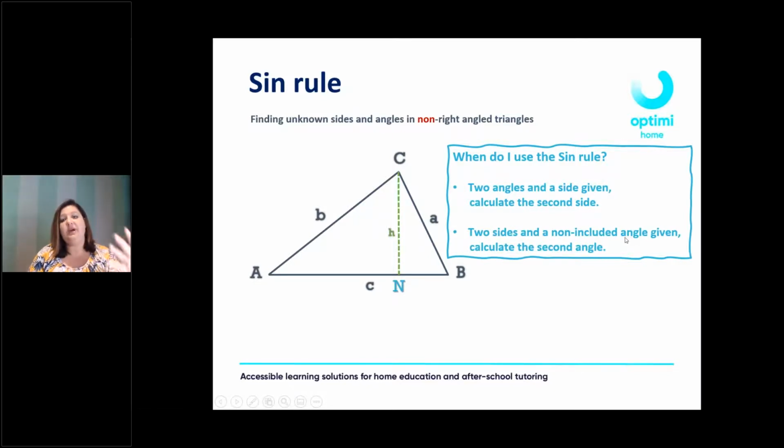Remember, with the area rule, we talked about an included or an enclosed angle. So it's between the two given sides, that angle over there. In this case, they say it should be two sides and a non-included angle given. It means that you will find the second angle. So these are the two conditions where you can use your sine rule.